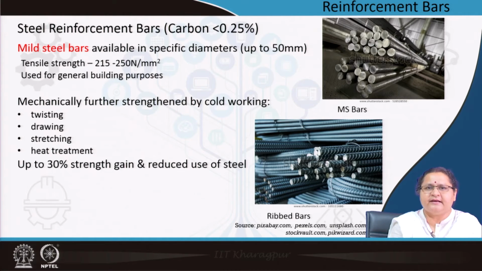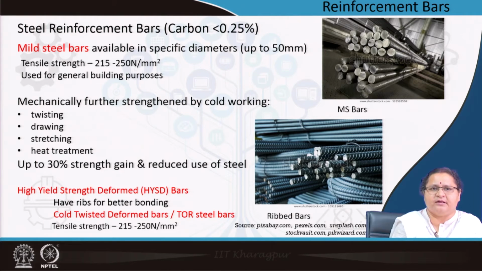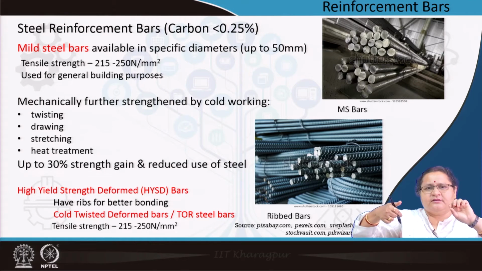These are mechanically further strengthened by cold working. That is, there is no crystallization pattern change inside, unlike hot rolling. So, you are twisting, you can draw it, you can stretch it. Those will give you this kind of bars. These are high yield strength deformed bars, and they have ribs on top. If it is twisted, it is a taut steel bar.